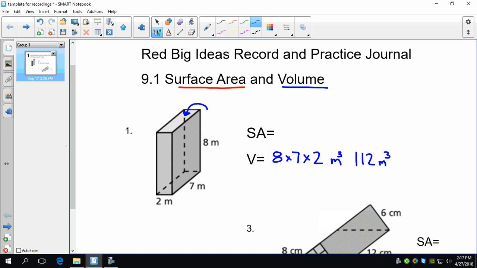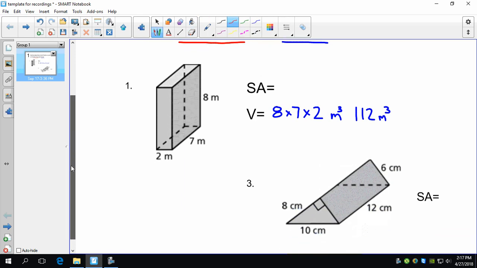So whenever you're doing volume, chances are you're going to have to do surface area anyway. So I just want to make sure we start with the easy one. The easy one, in my opinion, would be volume. So now we're going to do surface area. Yes, there is a formula for surface area. No, I don't really like it.